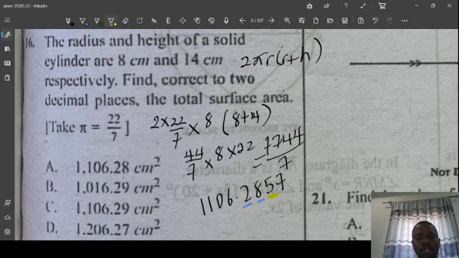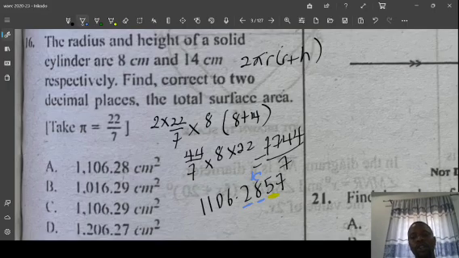this third decimal place. If it's up to 5, then I'm going to approximate the second number to the nearest number. So since this is up to 5, my 8 is going to increase one step and become 9. So the final answer becomes 1106.29, which is option C.